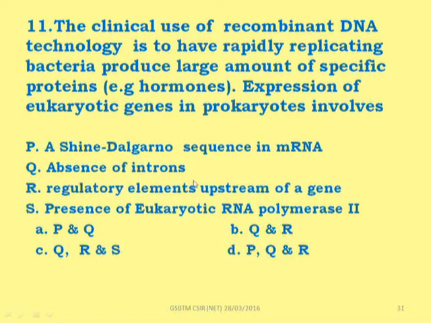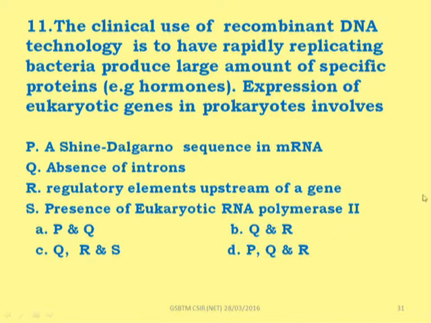Absence of introns. Of course, if introns are present, then splicing will not be possible in prokaryotes. In prokaryotes, splicing is absent. We know that splicing is an exclusive feature of eukaryotic genomes. Eukaryotes contain introns, and therefore absence of introns is needed. Genes should not have introns. Regulatory elements upstream of a gene, of course. Regulatory elements means there will be a promoter, and the promoter should be fused with the gene, then that gene can be expressed.